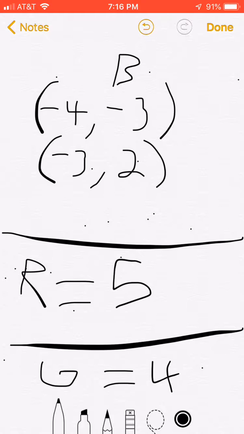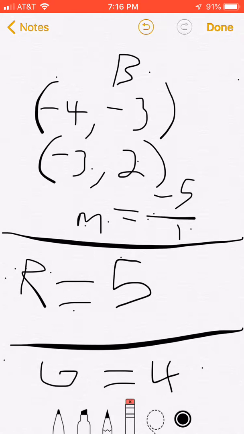All right. And hopefully you've solved it. -4, -3. So we do m equals -3 minus 2, which is -5, over -4 minus -3, which is -4 plus 3. I'm messing up my brain. Okay, -4 plus 3 is going to be -1. There. And then we simplify to 5 over 1. And we simplify 5 over 1 to 5.